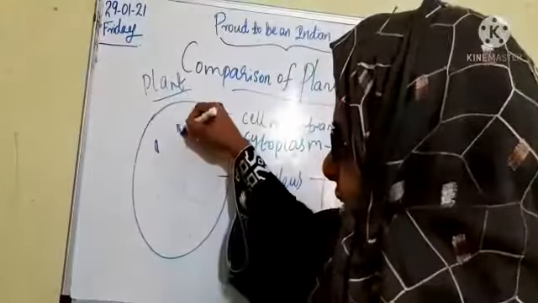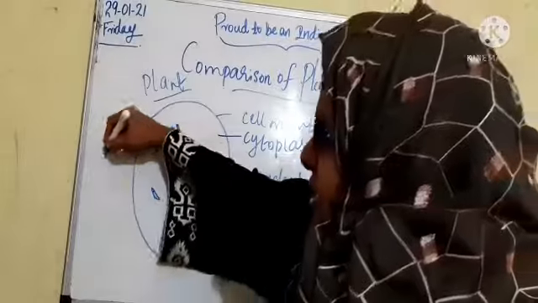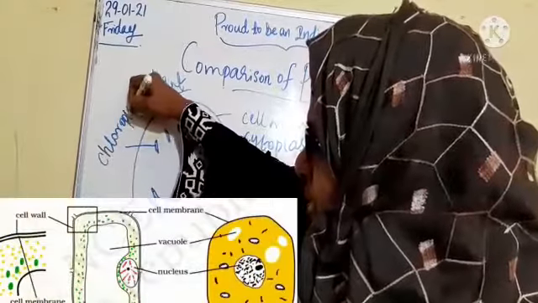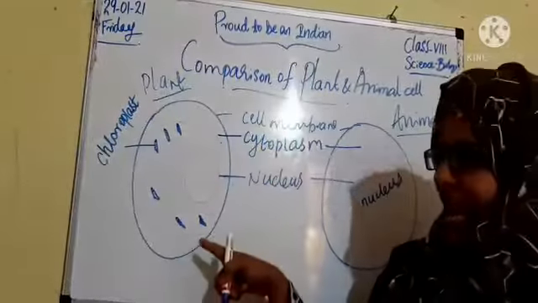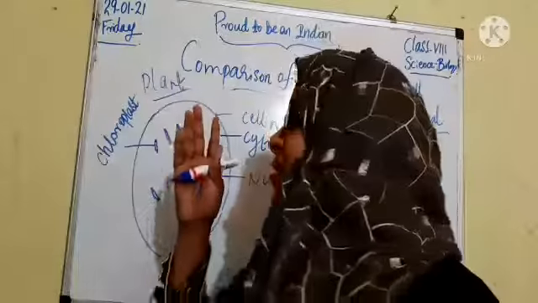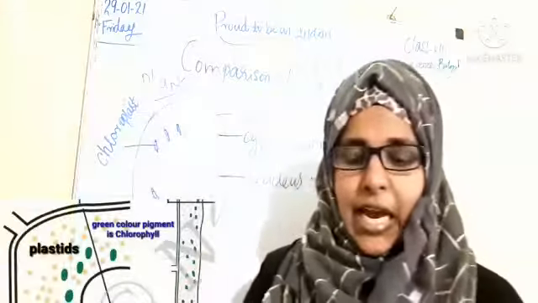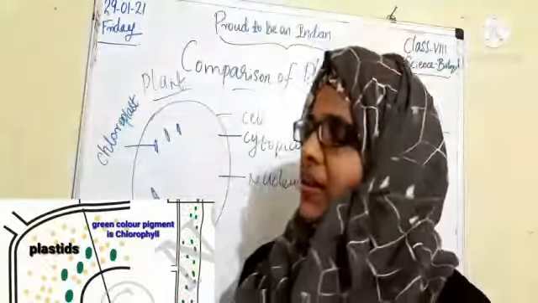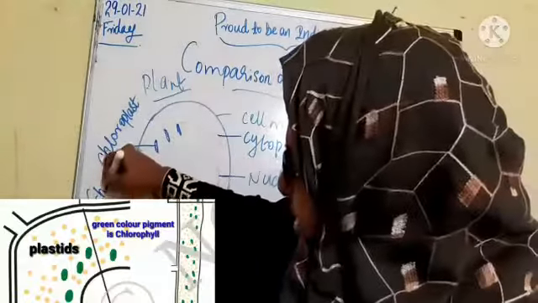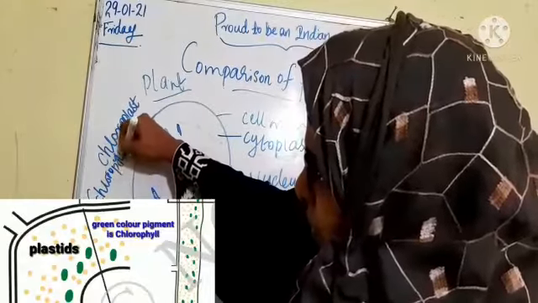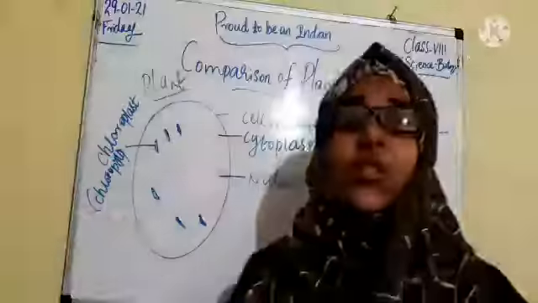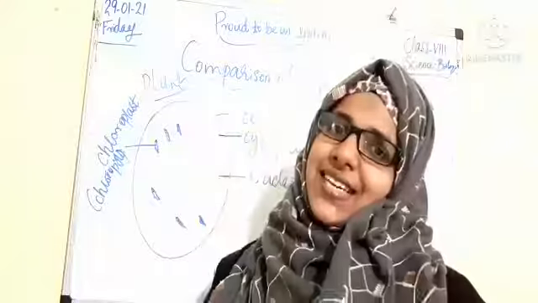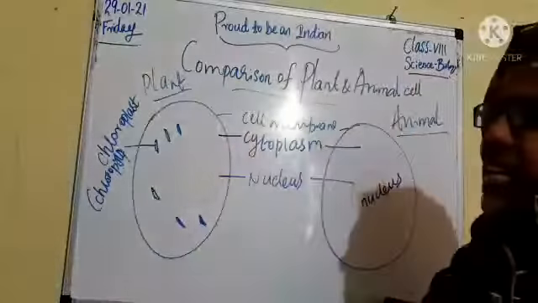Okay. We can see in here some plastids are green in color. These plastids we called chloroplast. It is seen in cytoplasm of plant cell and it is green in color. Okay. Inside of these plastid there is a one pigment. That pigment we call chlorophyll. We can see inside of the chloroplast. Okay, this chlorophyll gives green color to the plant. Okay, so this chlorophyll we can see in chloroplast. Understand? But it is not present in animal cell.